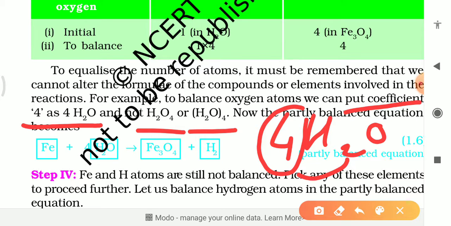Now 4 2s are 8, so hydrogen is 8 now, and oxygen, 4 1s are 4. Now hydrogen has 8 atoms. Now oxygen has 4 atoms. With the help of this, we can balance the oxygen in this equation. Now the left hand side and the right hand side are both equal.